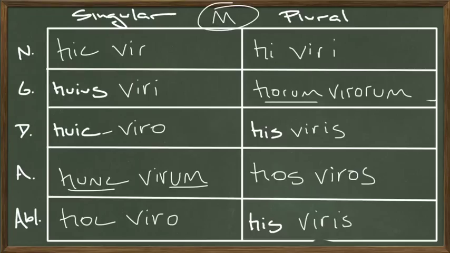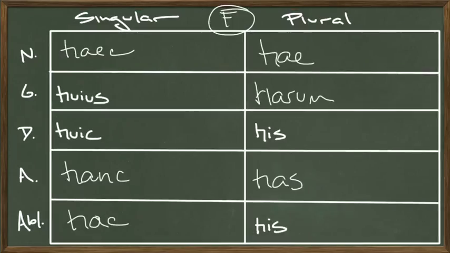And these pronouns, as you can see, are demonstrative because they're pointing out which man we're talking about. Which man? Hic vir, this man. Which man? Hi viri, these men. I hope that makes sense. Let's look at the feminine ones.